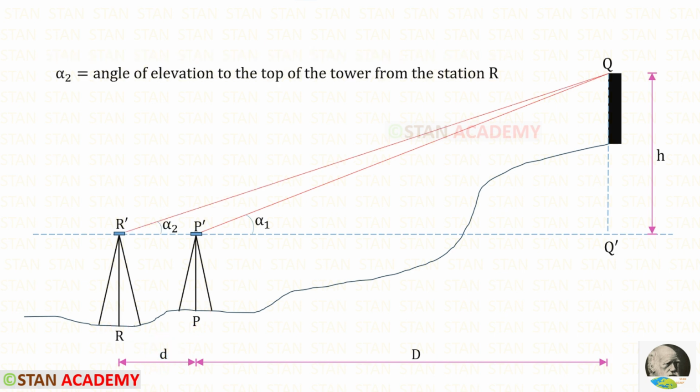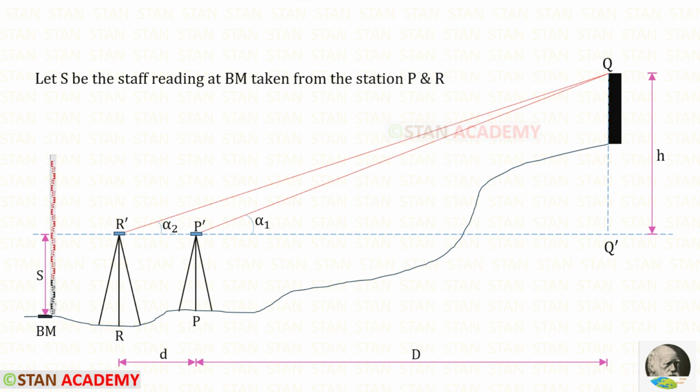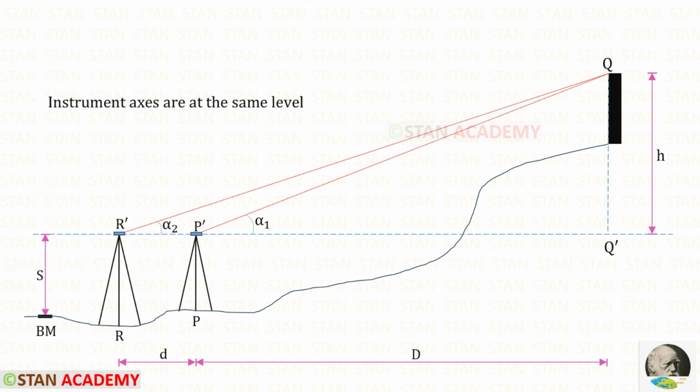Now from the station R, we have to focus the top of the tower. We need to find the reading of vertical angle alpha 2. In the benchmark, we have to keep a leveling staff, and from the stations R and P, we have to take the staff reading. Both of the readings will be same because both of the instrument axes are in the same level. Let us keep the staff reading as S. We know that both of the instrument axes are at the same level. Because of that, we have got the same staff reading and we have denoted that as S.